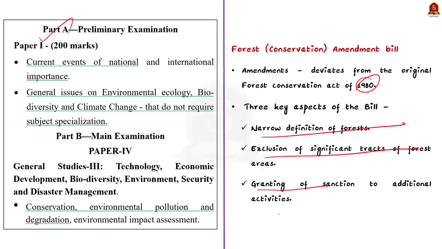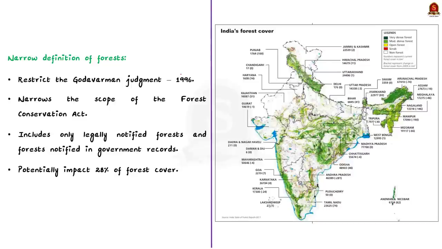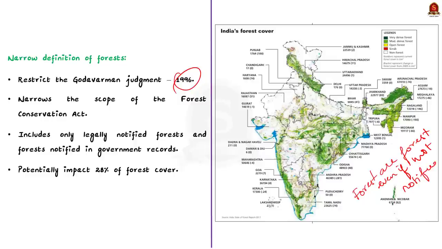See, the bill will significantly restrict the application of the landmark Godavarman judgment of 1996. This judgment actually extended the scope of the original 1980 Act. According to the judgment, even areas with trees can be considered forest rather than just areas legally notified as forest. But the current amendment narrows the scope of the Forest Conservation Act because it includes only legally notified forest and forest notified in government records.